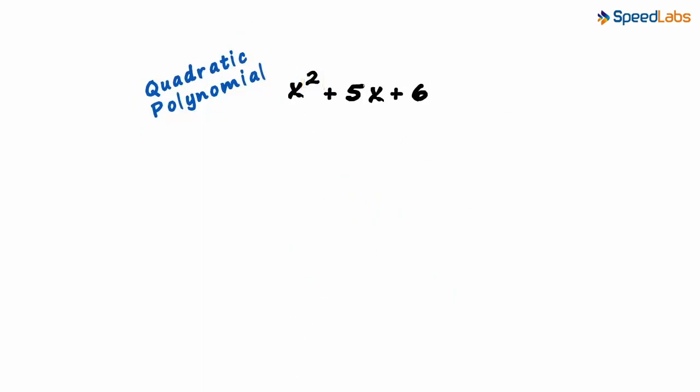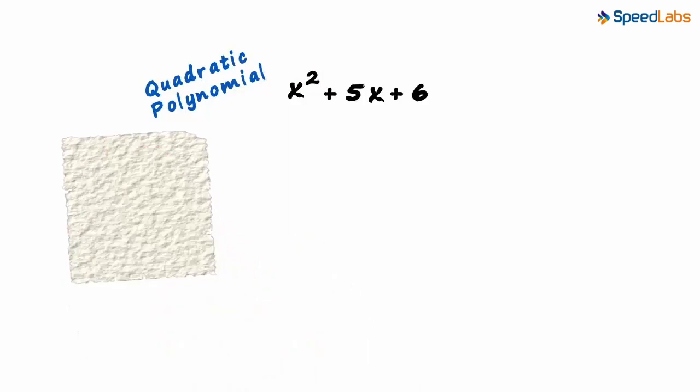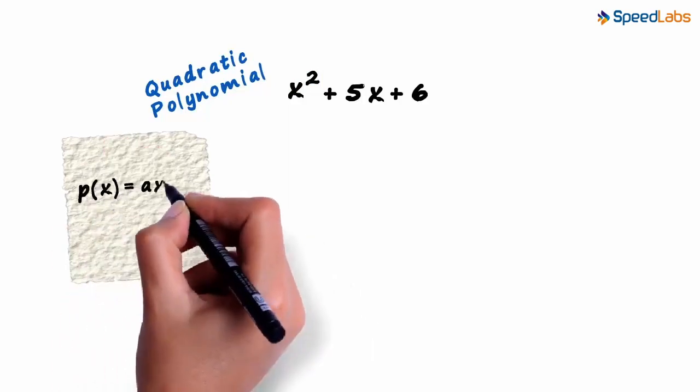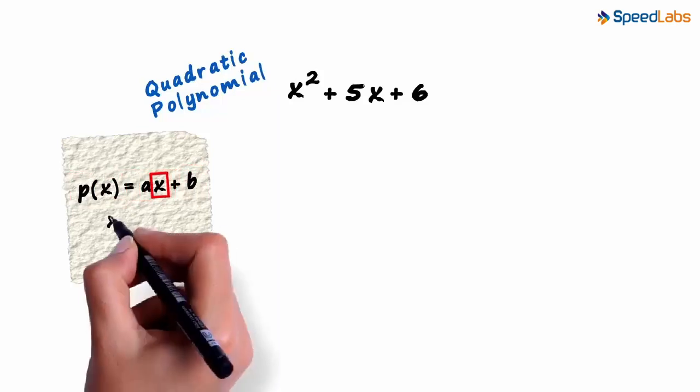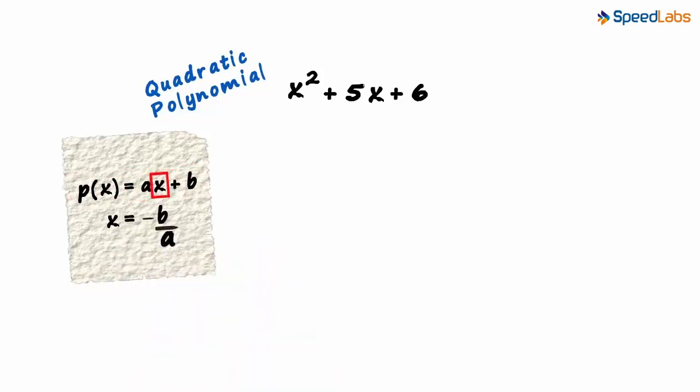In the previous videos, we have seen how we can find the zeros of a first degree polynomial of the form ax plus b. Remember, the zero of a polynomial is a number which, when substituted in place of x, gives us the value of the polynomial as 0. For this general form, we got the value of x as minus b by a. But how do we find the zeros of such polynomials?